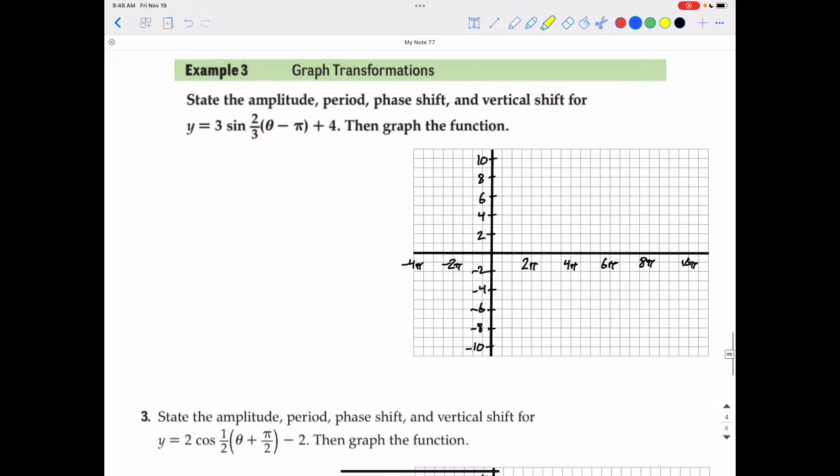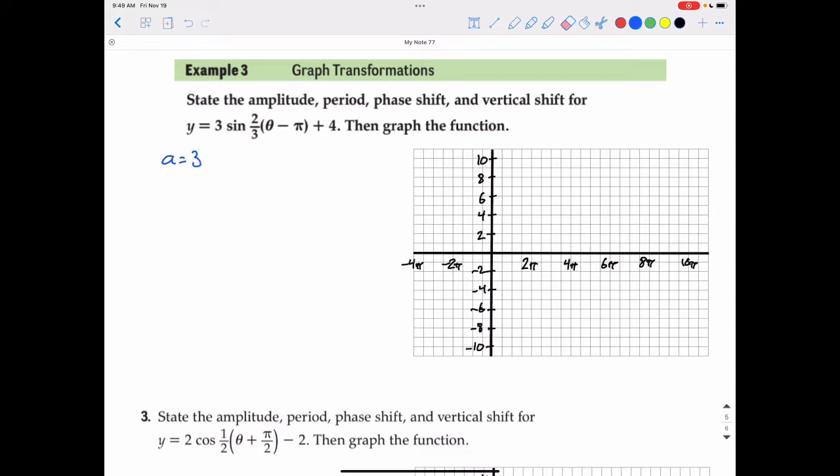So to graph a transformation, state the amplitude, period, phase shift, and vertical shift for that function, and then graph the function. So we'll just take each piece one at a time. We'll start with the amplitude. The amplitude is the A value, which is right there. So the amplitude is 3.